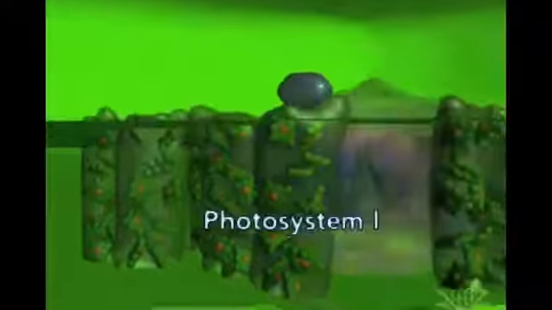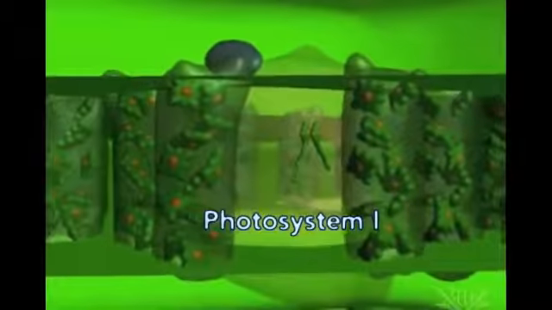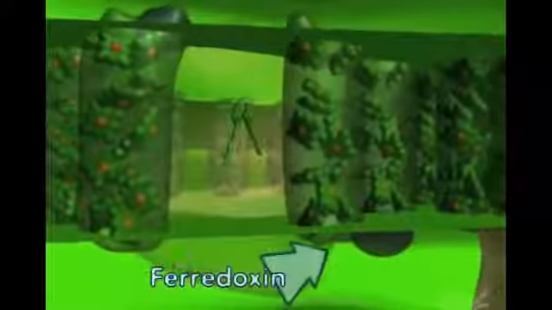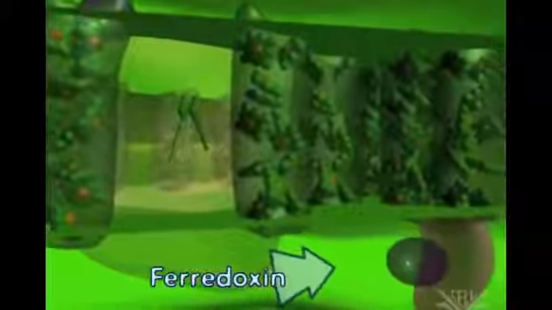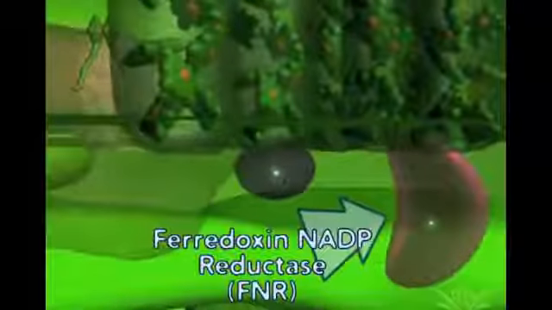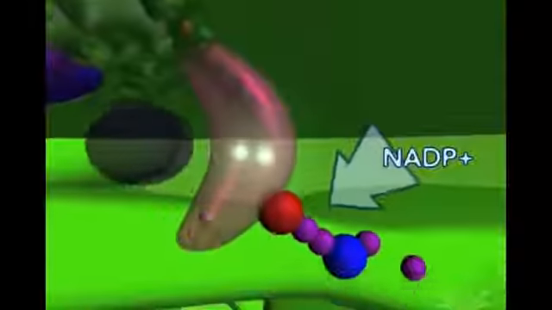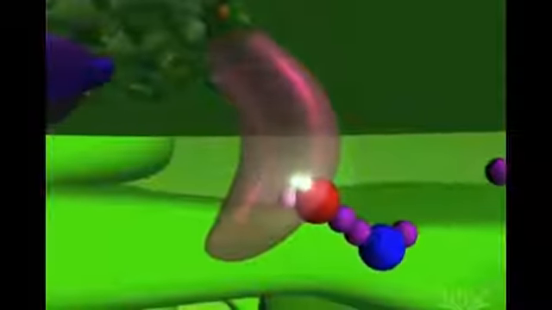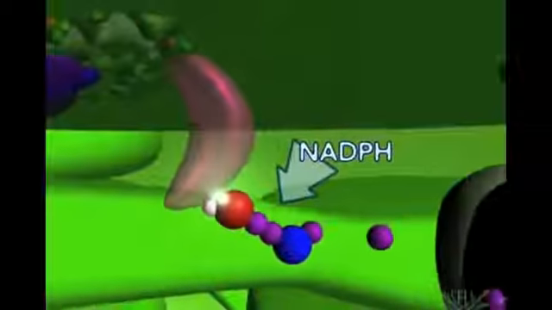Next, the electrons are transferred from plastocyanin to the photosystem 1 complex. It is here that photons again energize each electron and propel their transfer to ferredoxin. Ferredoxin then transfers the electrons to the ferredoxin NADP reductase, also known as FNR. After 2 electrons are transferred to FNR, NADPH is made by adding the 2 electrons and a hydrogen ion to NADP.